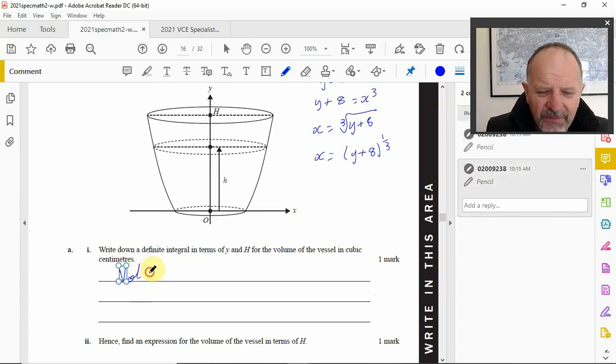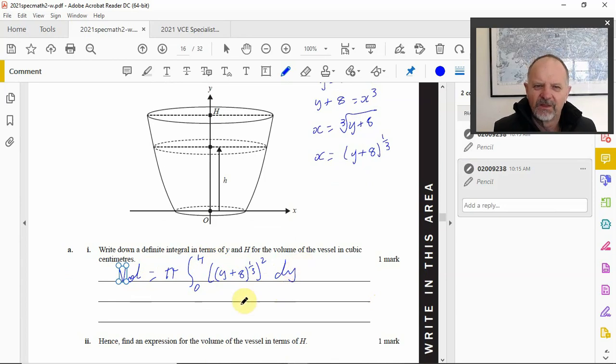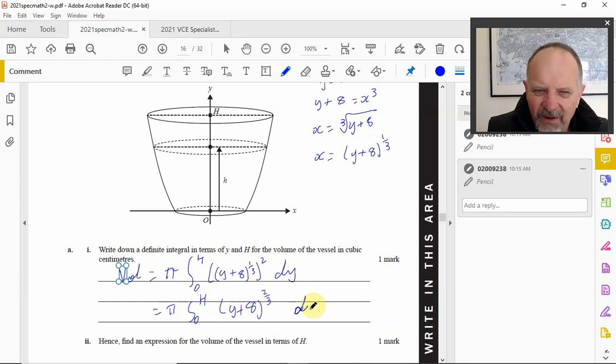So our volume is pi times the integral from 0 to h of y plus 8 to the 1/3 squared dy. Now we can neaten that up a little bit, and say that it's the integral from 0 to h of y plus 8 to the 2/3 dy. All right, so that's all you're asked to do. Write down the integral. You're not asked to, at this point, solve it.